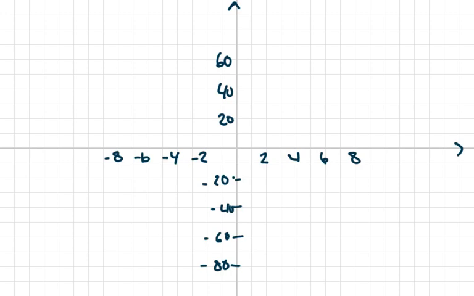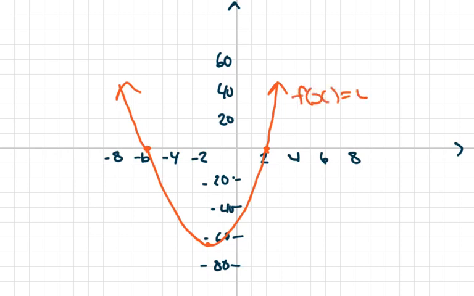All right, so my zeros were 2 and negative 6. And my vertex was negative 2, negative 64. And I know it opens up, so I'm just going to connect those dots. And that is my graph. So I have f of x equals 4 times (x minus 2)(x plus 6) is that line. And that's number 2.